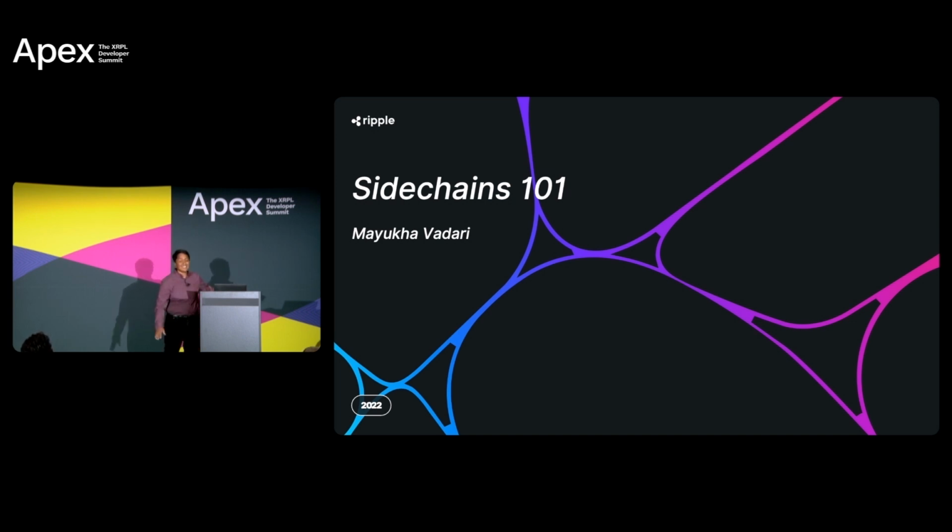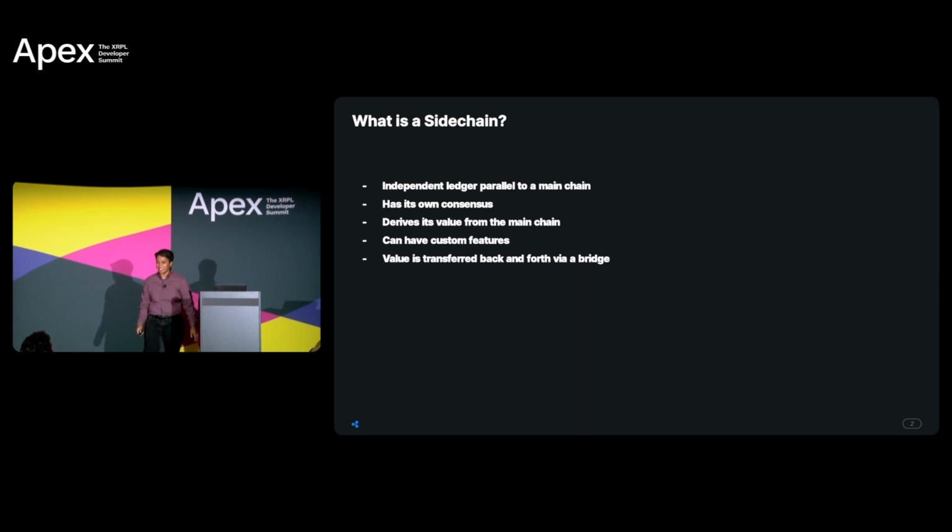I'll start with the basics since this talk is called Sidechains 101. What is a sidechain? Well, a sidechain is a blockchain. It's an independent ledger that is parallel to the main chain, and it has its own consensus algorithm. This could be the XRPL consensus protocol. It could also be proof of work or proof of stake or something else entirely. It derives its value from the main chain. So all the value that is on the sidechain comes from the main chain usually.